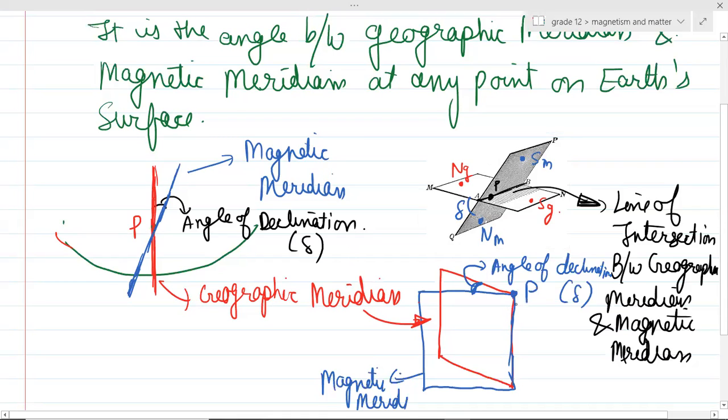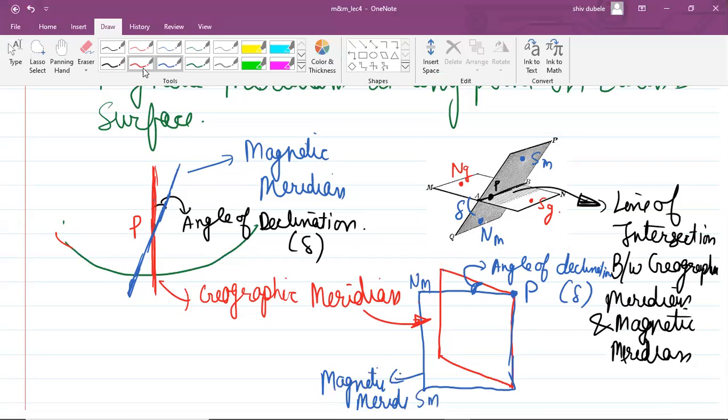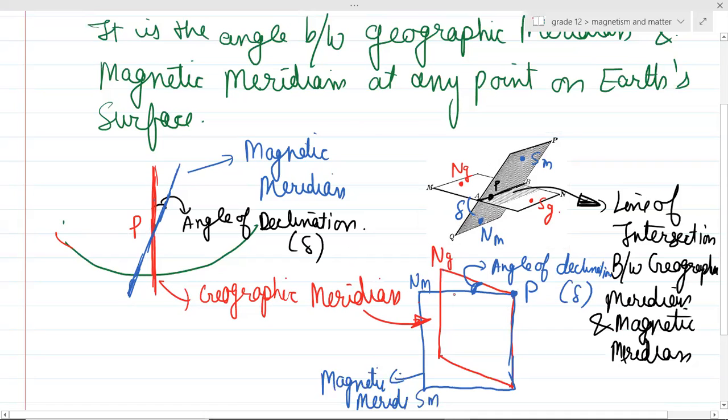So this should be the point P where you define that. This line should go towards geographical north. And clear?